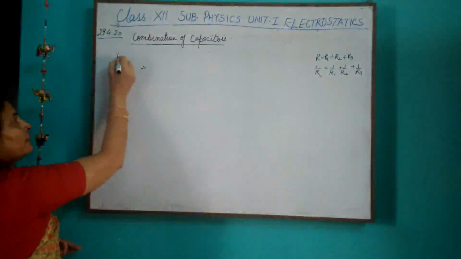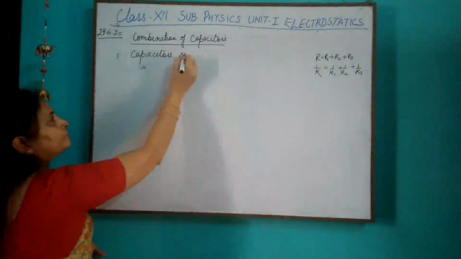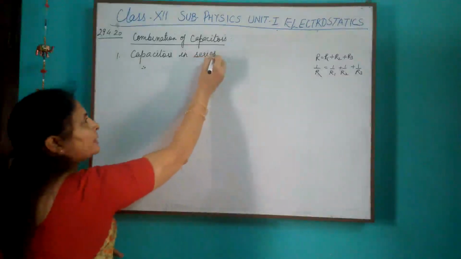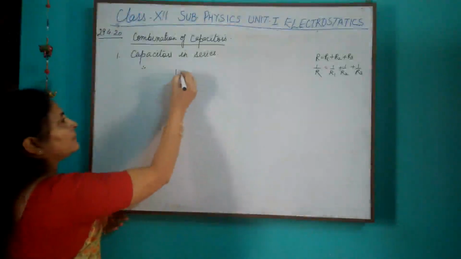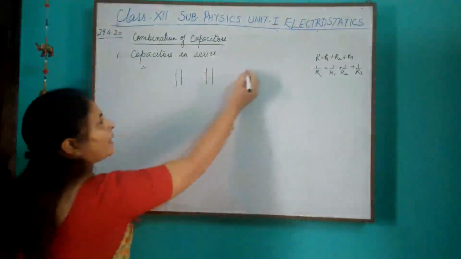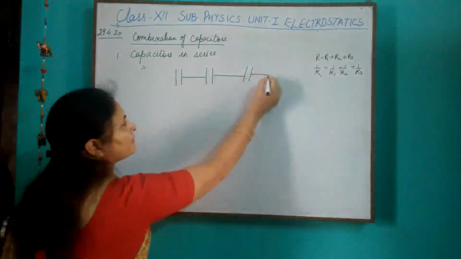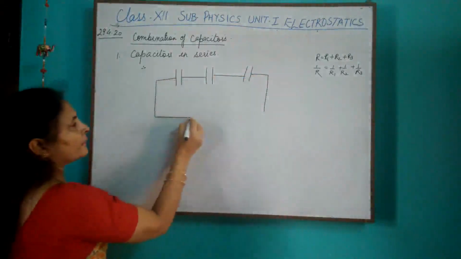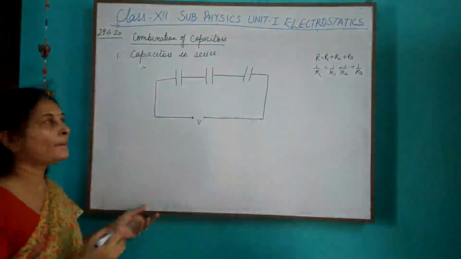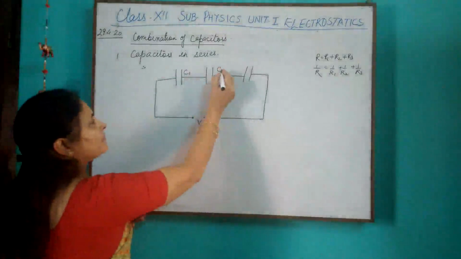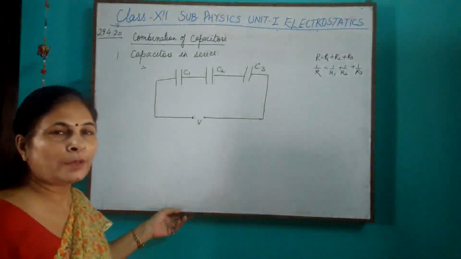So first, capacitors in series. So let us consider three capacitors, say C1, C2 and C3 connected in series across, say, a potential difference V. So capacitance is say C1, C2 and C3. This is the series combination.